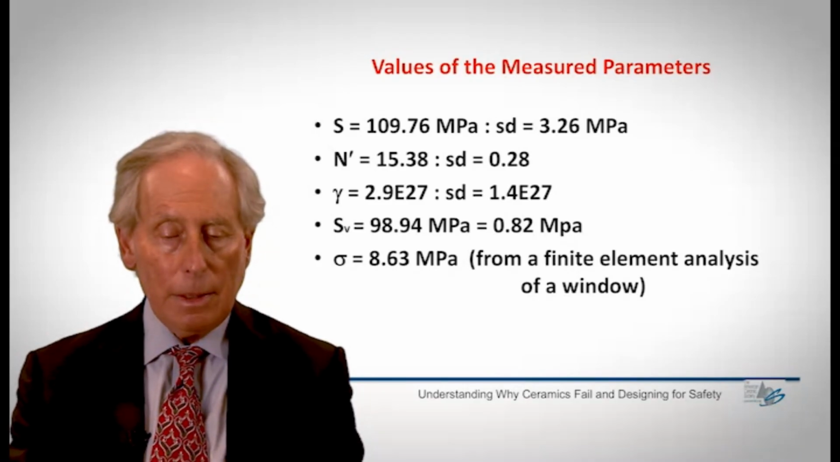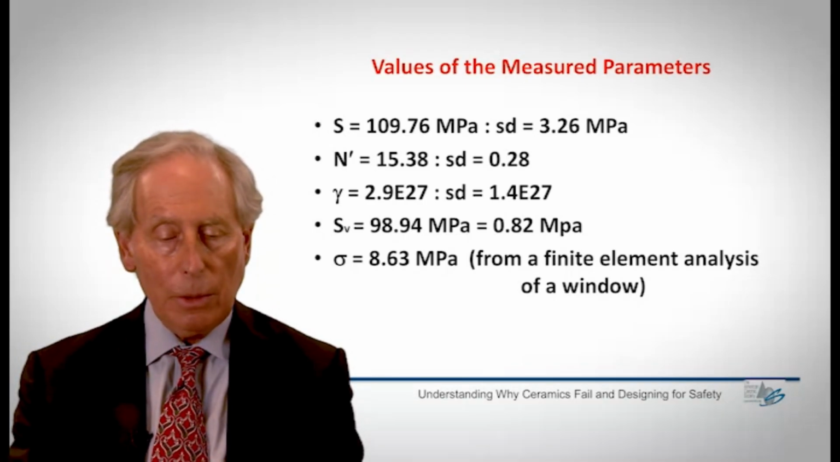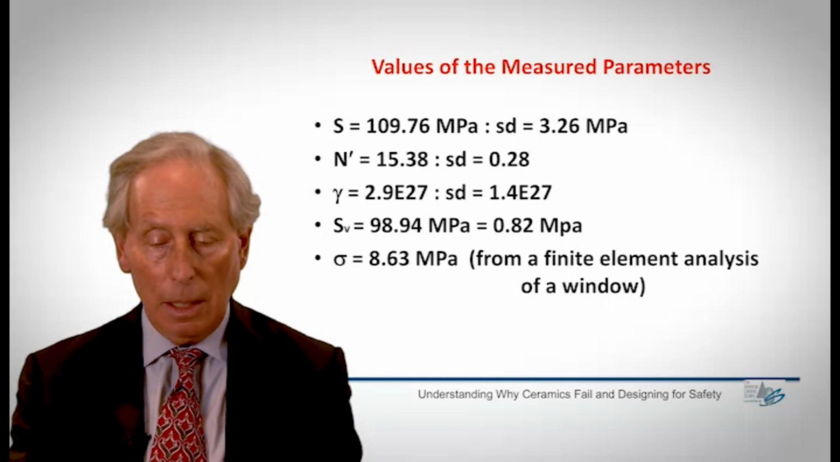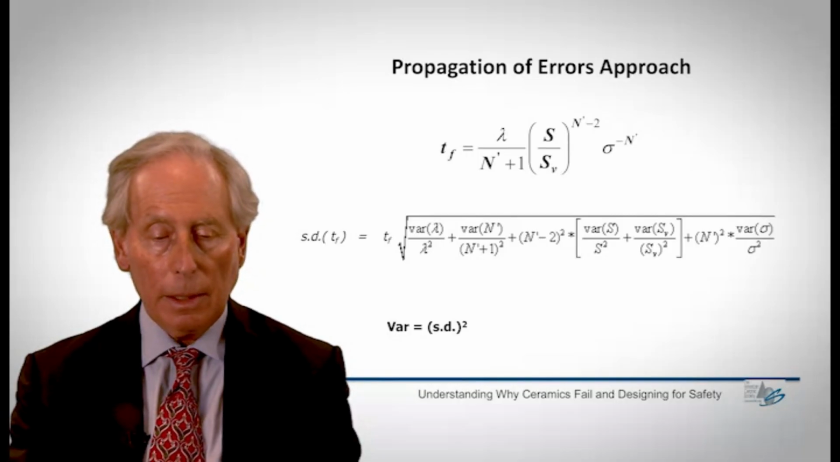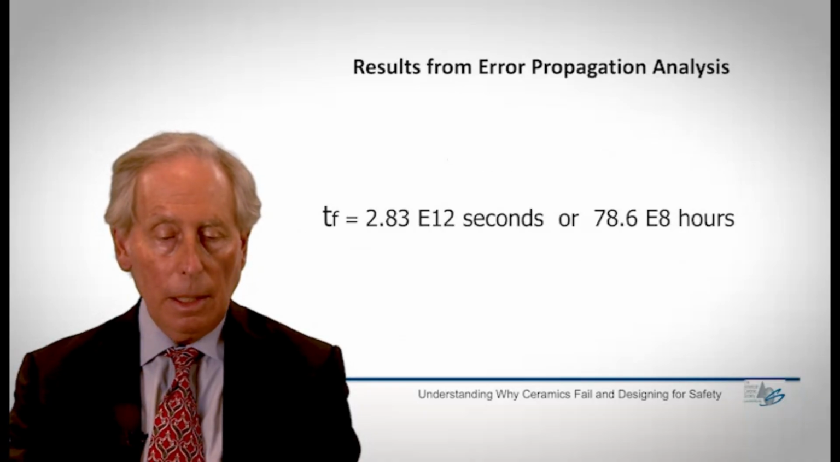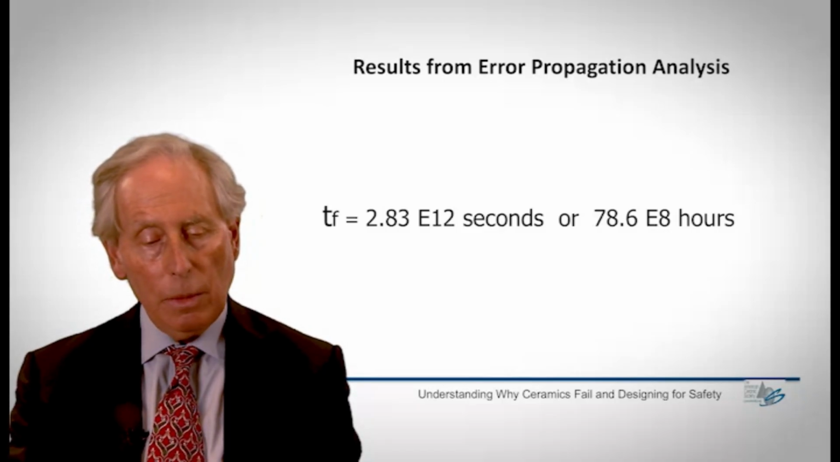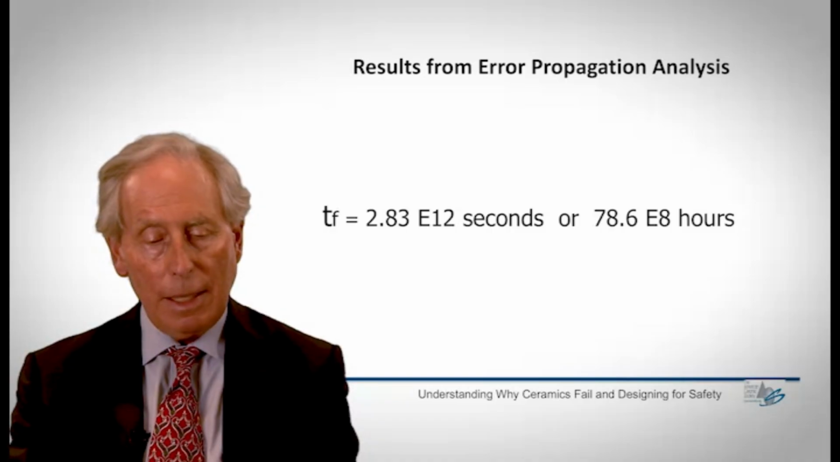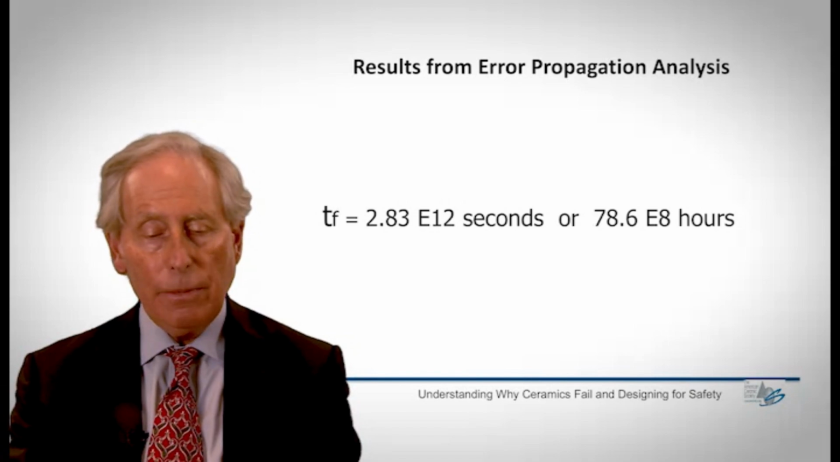And from that, we also should point out that the window stress is determined by the manufacturer at something like 8.63 megapascals. And we went through the finite element analysis, or the coefficient of variation analysis rather, that you see here, and calculated what the time to failure was given the uncertainties in the error propagation procedure. And so we calculated from that the time to failure was something of the order of 2.83 times 10 to the 12 seconds, or 78, 10 to the 8 hours. That's a very long time.